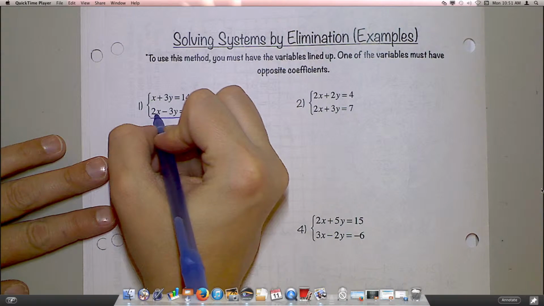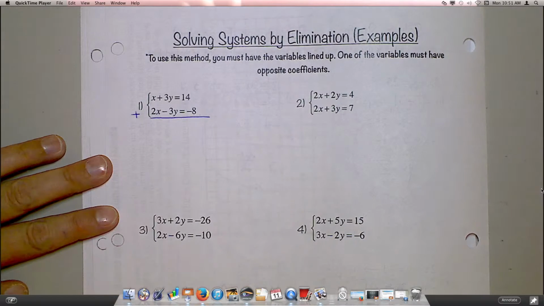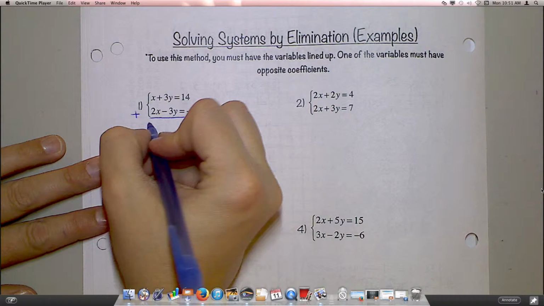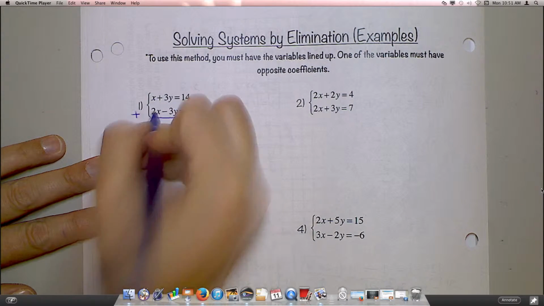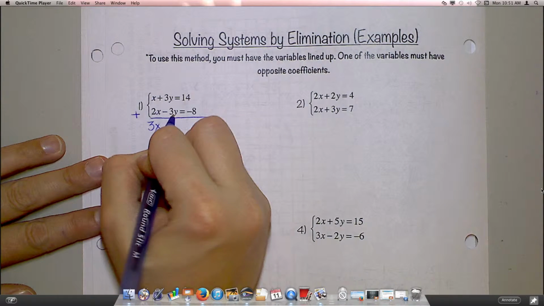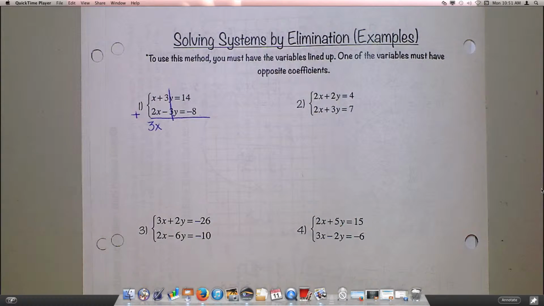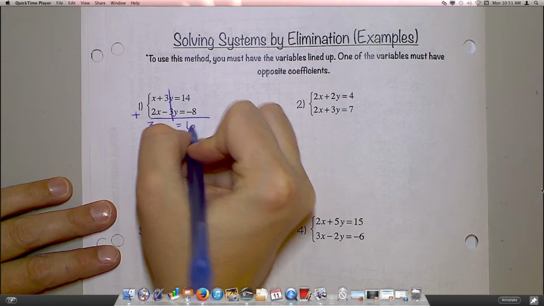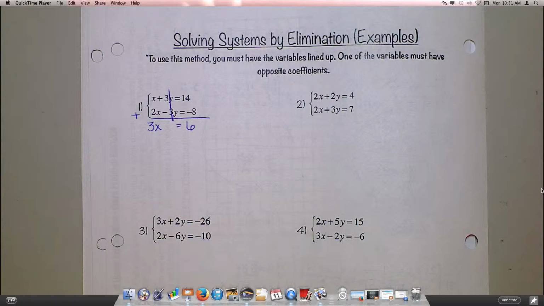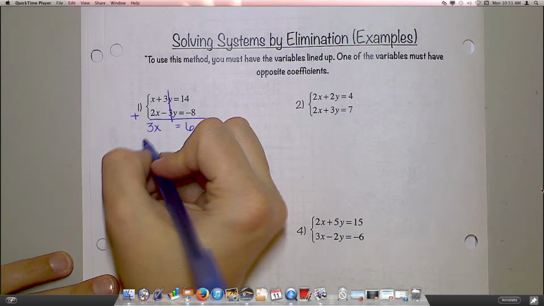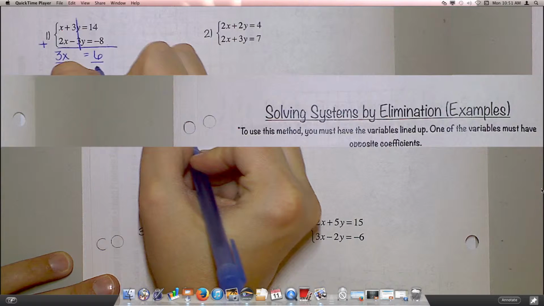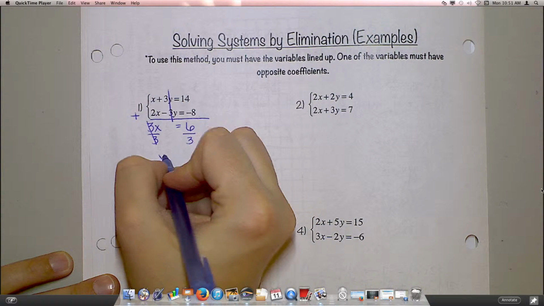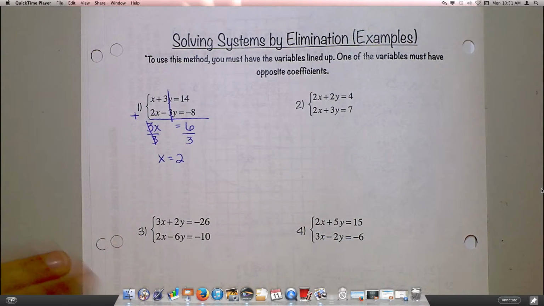So x plus 2x. What's x plus 2x? 3x. I'm adding together up and down. What's 3y plus negative 3y? 0. Cancels out, right? That's our whole point. That's the whole reason we're doing this, to get something to cancel out. And then 14 plus negative 8 is positive 6. Now divide by 3. x equals 2, right? Okay, so that part's pretty easy.